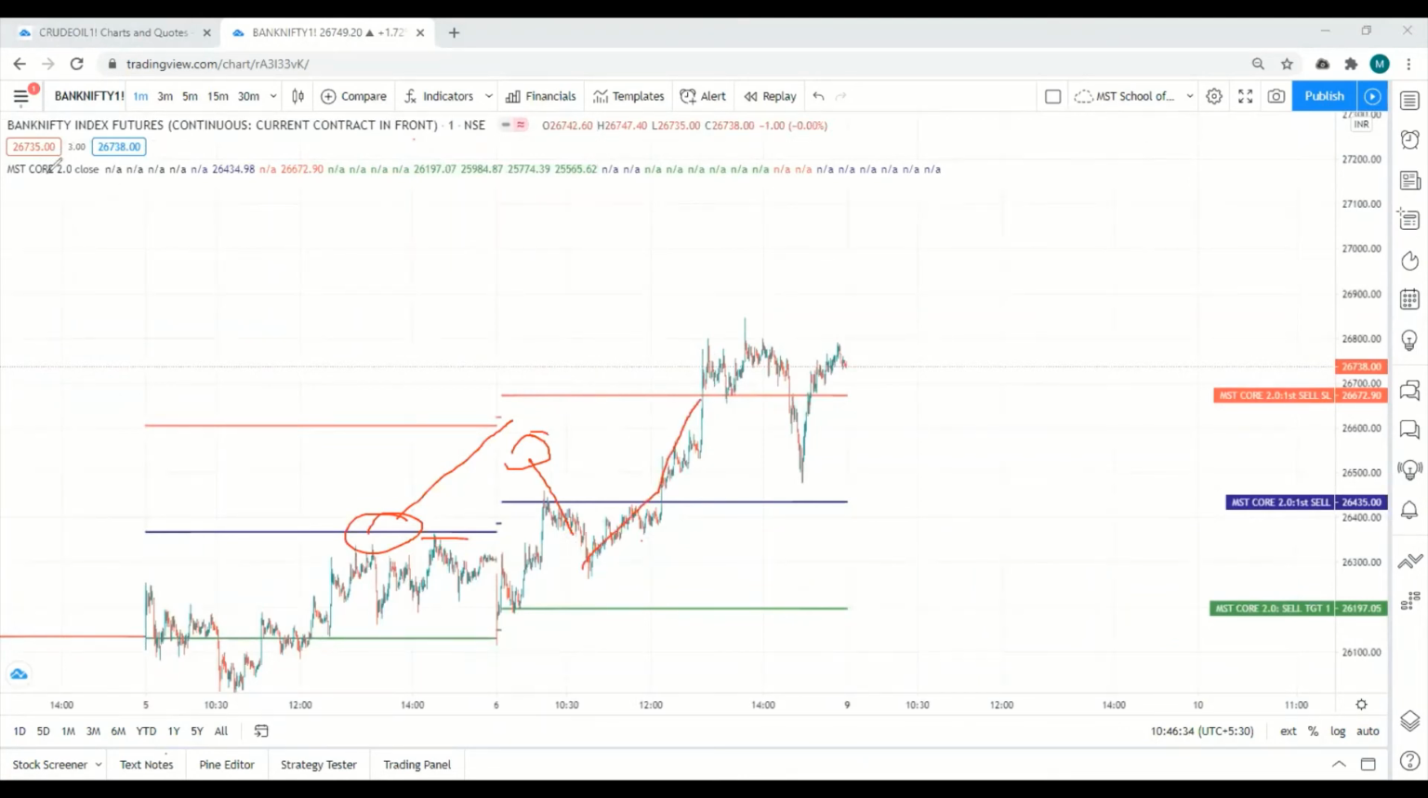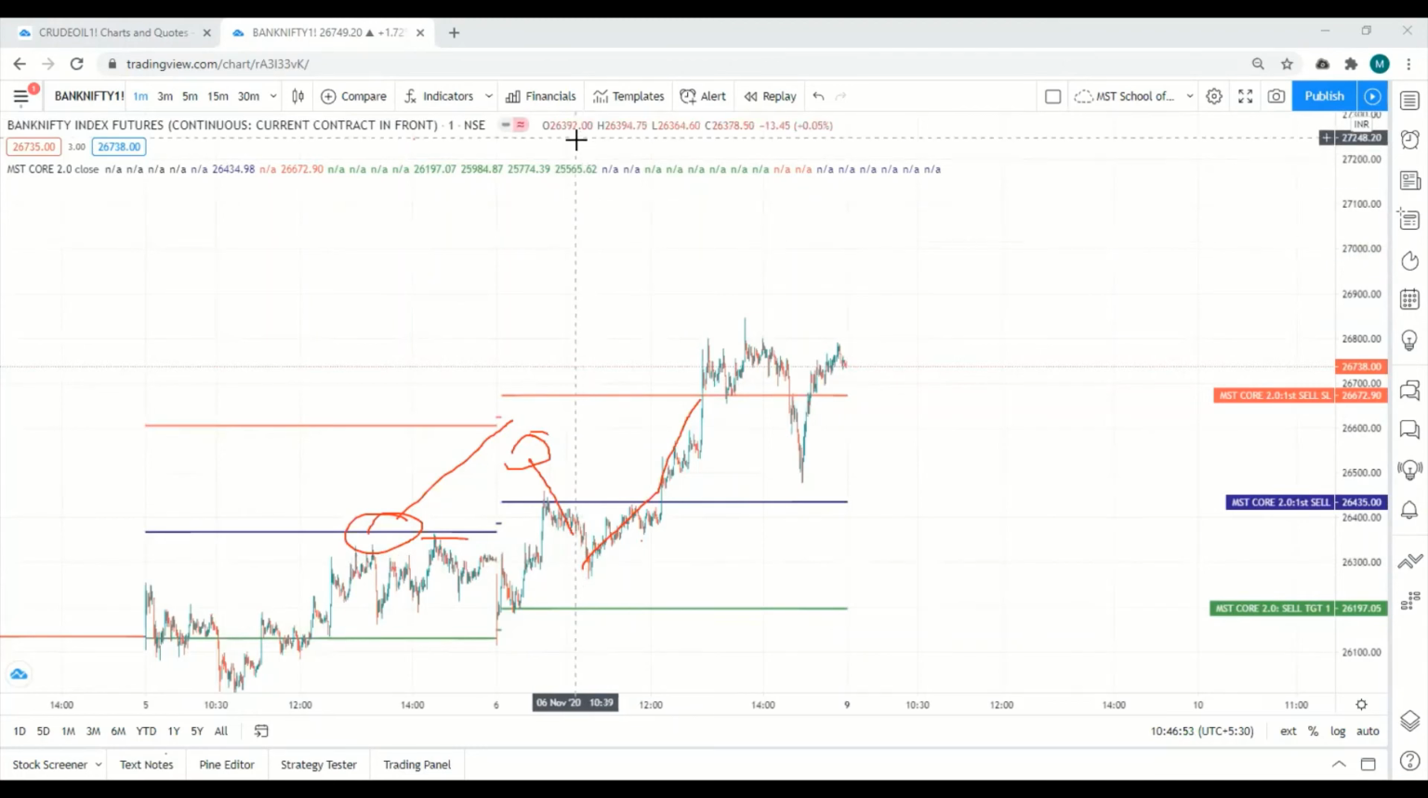After hitting the SL, it has given from 26,607 to 26,849. Around one more 200 points we have got. So anyway, we have recovered the loss. Okay, if you have booked 200 points, 250 points profit, that is good.